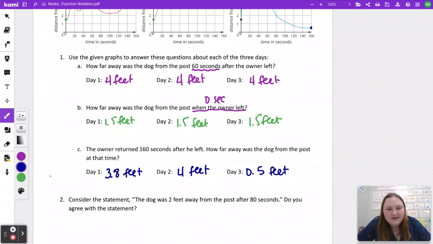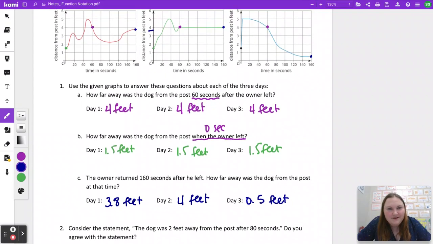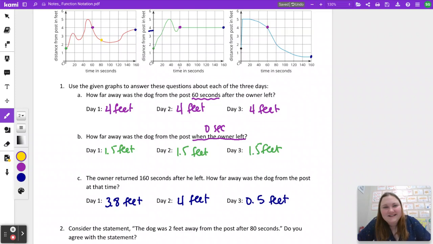I'm going to put those graphs on the screen again and see if you would agree with that statement. The dog was 2 feet away from the post after 80 seconds. Do you agree? When I've asked this question in person before, students say, well, when are we talking about? 80 seconds on the first day, our dog is right here, and that's not at 2 feet. 80 seconds on the second day, our dog is 4 feet away, but 80 seconds on the third day, our dog is at 2 feet.